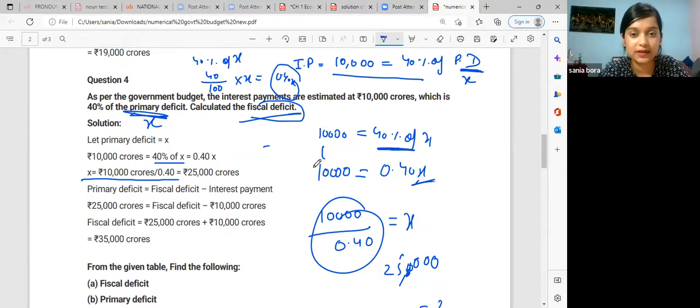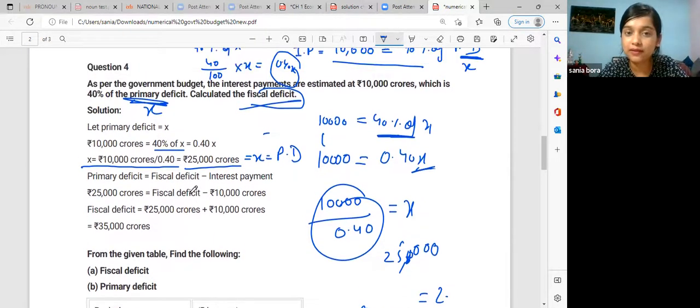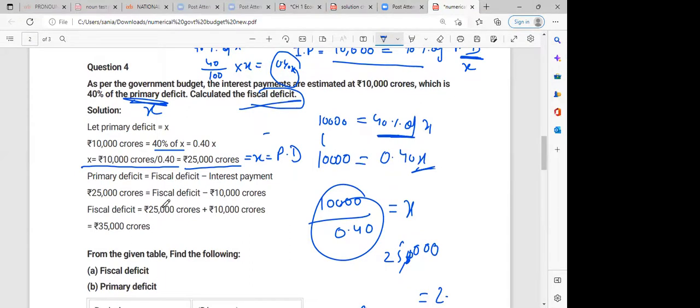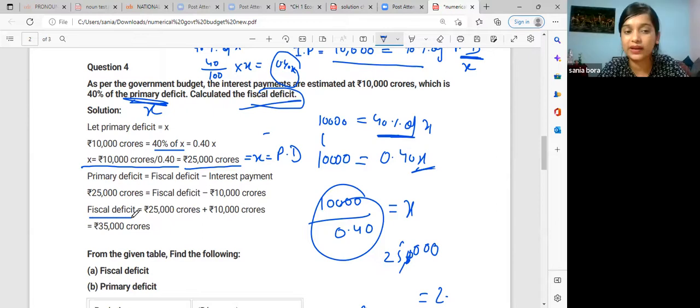So basically this 25,000 is your X. And what was X? X was your primary deficit. So now you have the primary deficit and the interest payment, and you simply find out the rest. First, is it clear to everyone? Yes, ma'am. So you have to find the fiscal deficit. Fiscal deficit equals primary deficit plus interest payment. Primary deficit is this and your interest payment is this, and simply you solve.